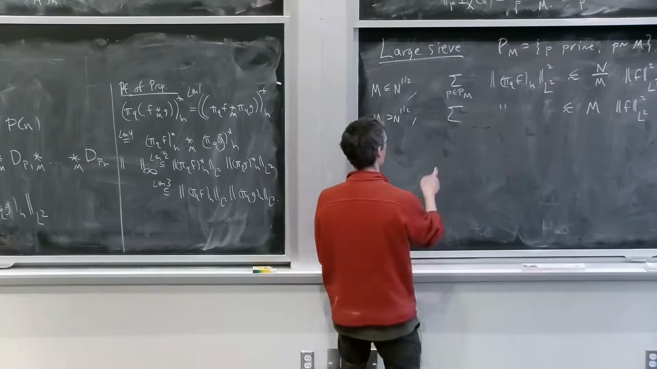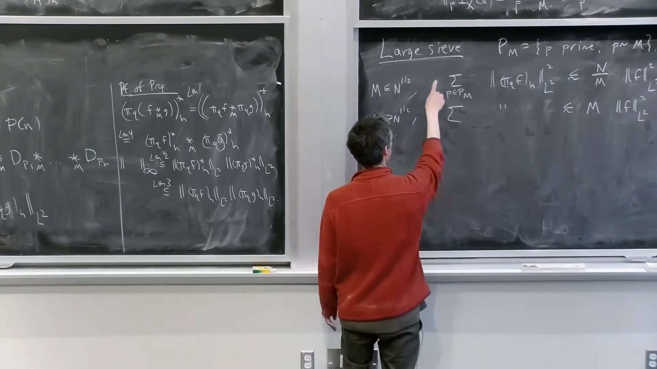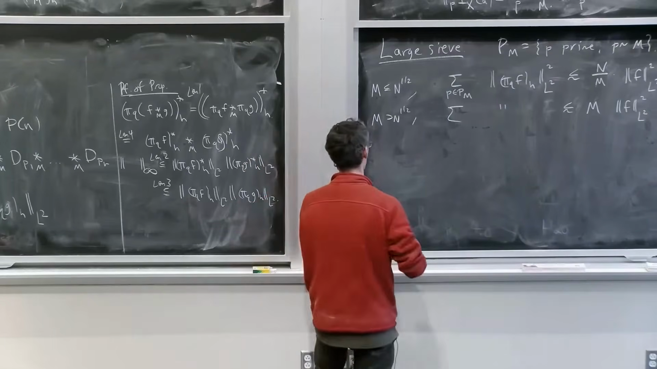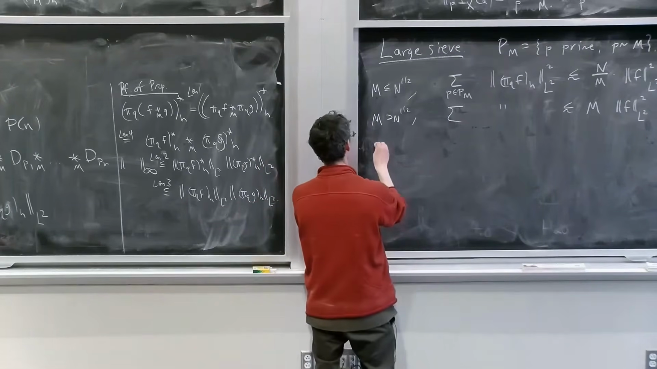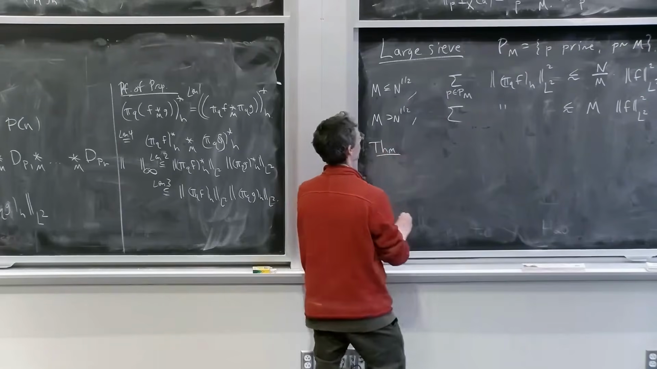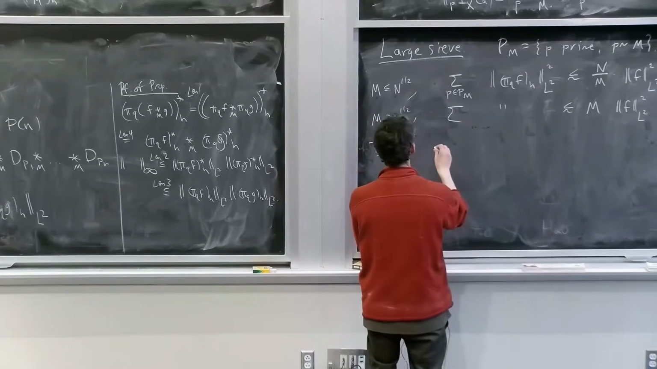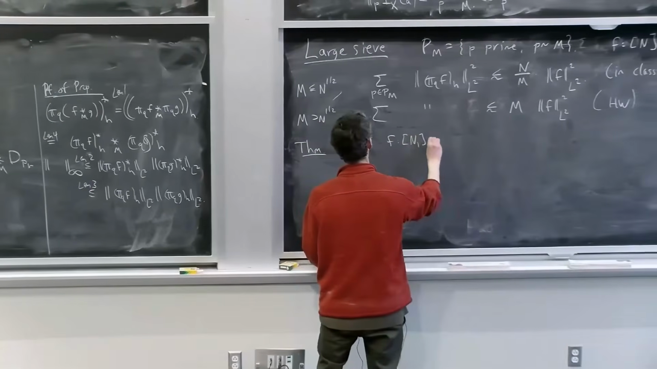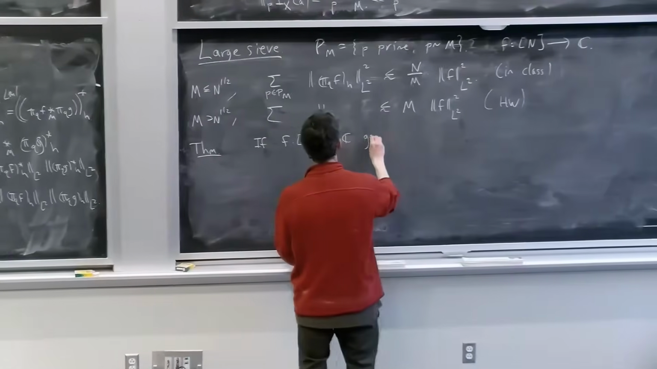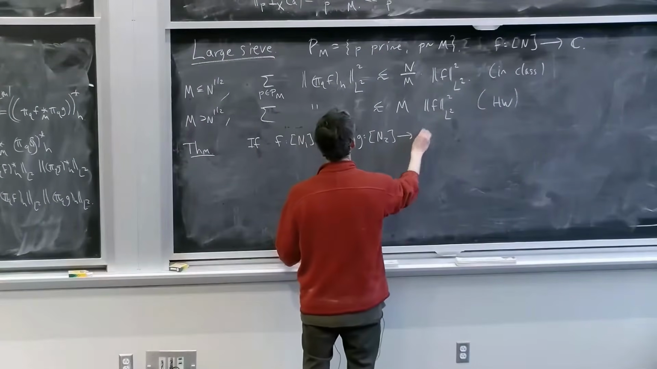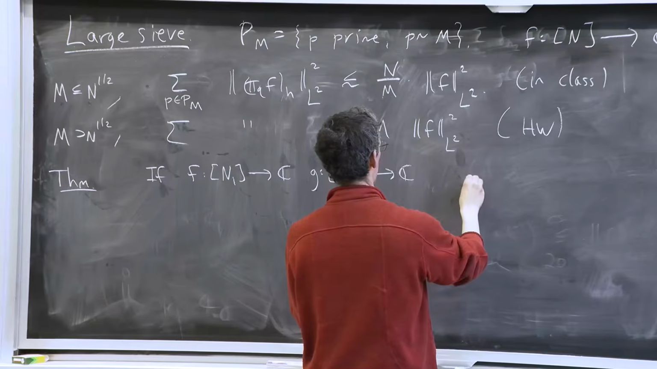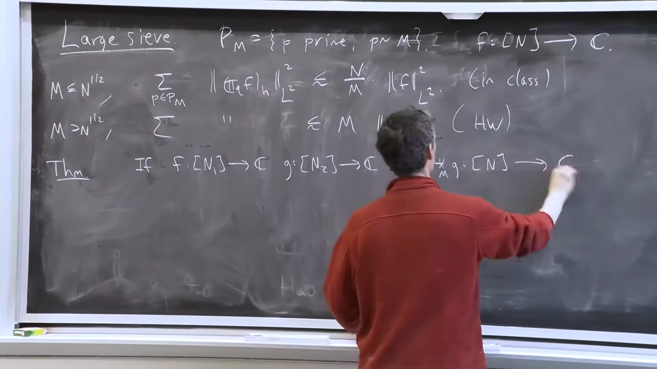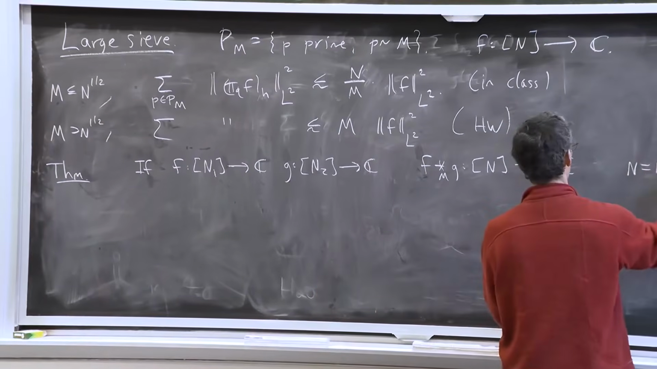OK, so now we are going to plug these things into here. So we get all together, I guess I'll call it a theorem. Let's say like this. So suppose f is a function on numbers up to n1 to c, and g is a function on numbers up to n2. And so if I take their multiplicative convolution, that will be a function on the integers up to n, where n is n1 times n2.